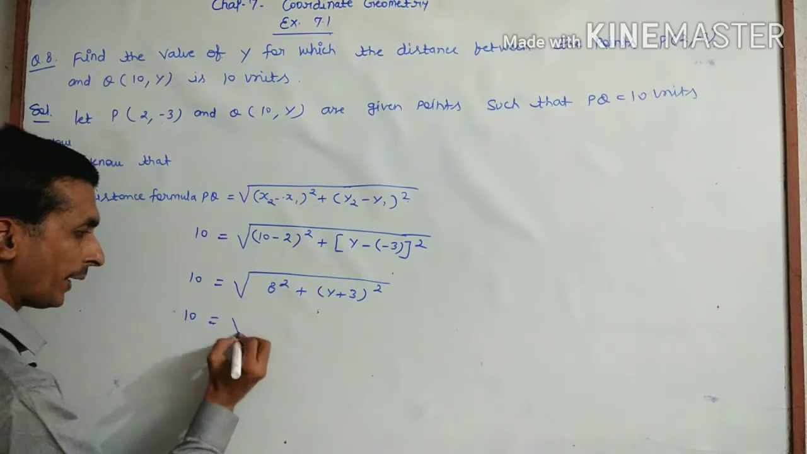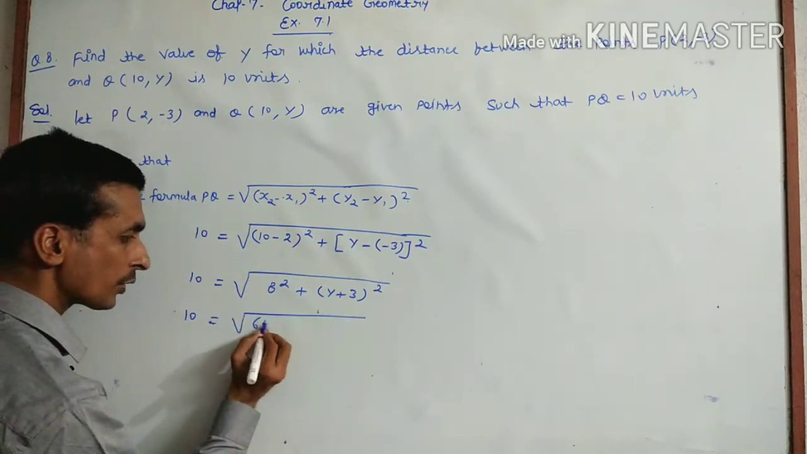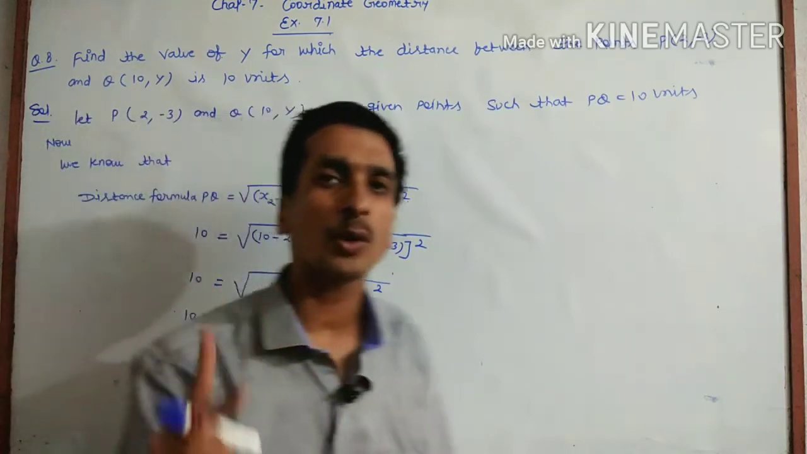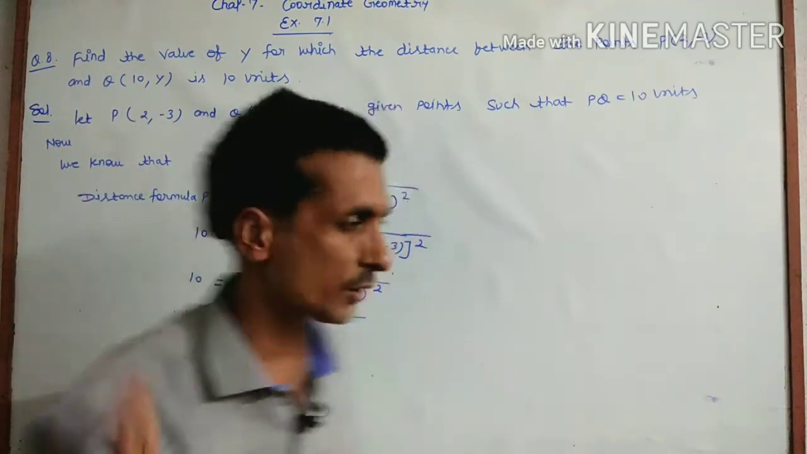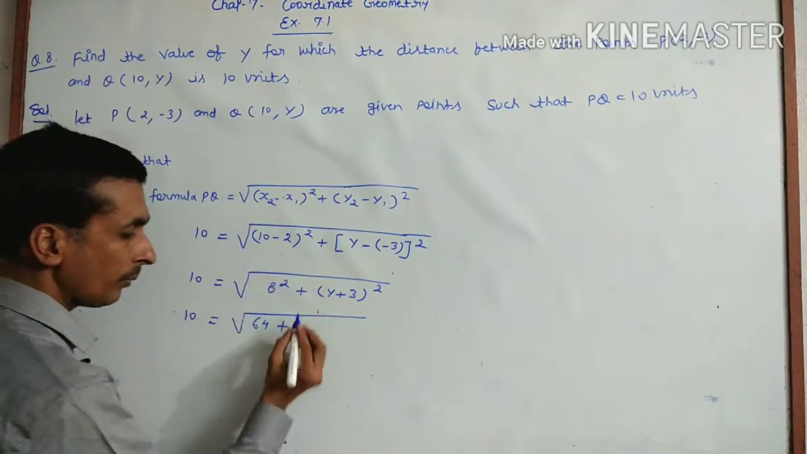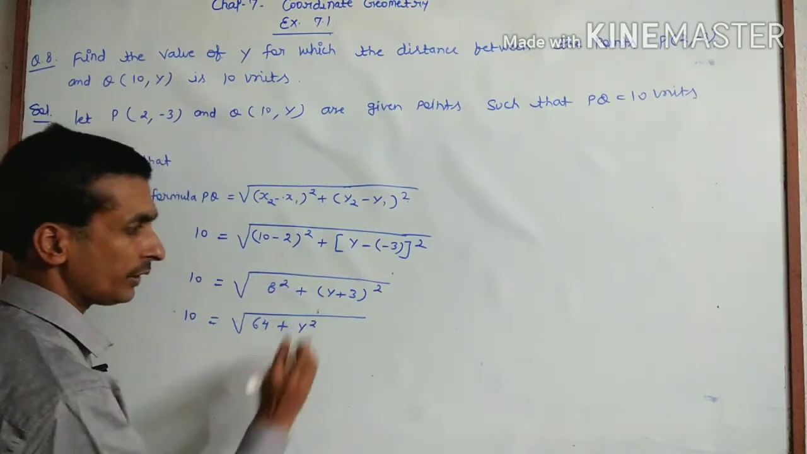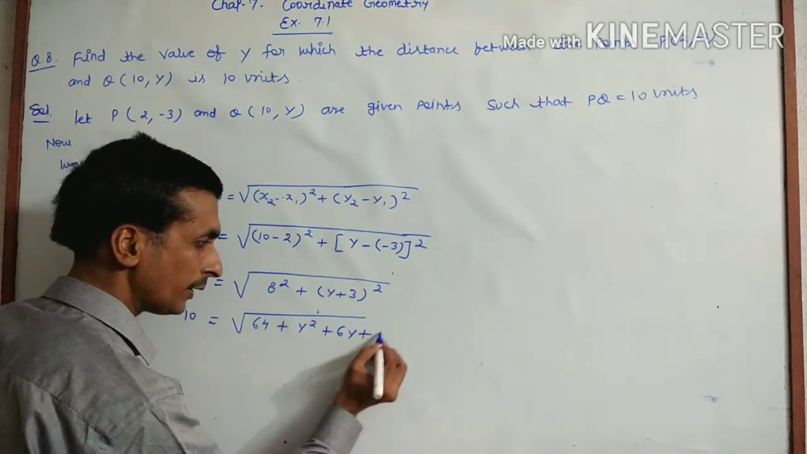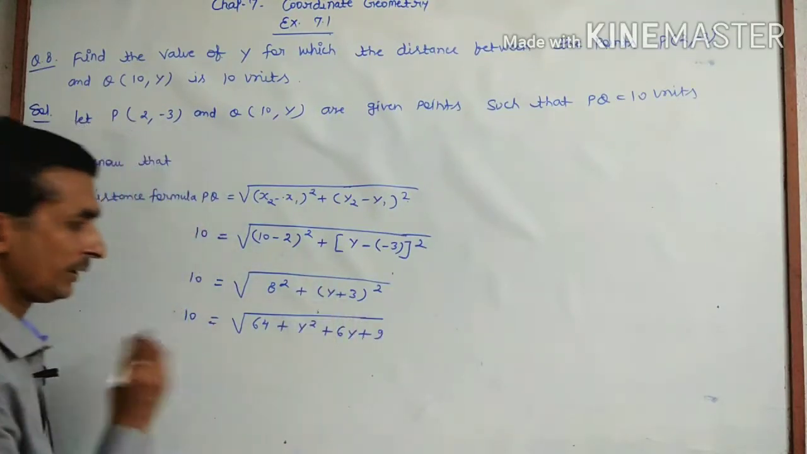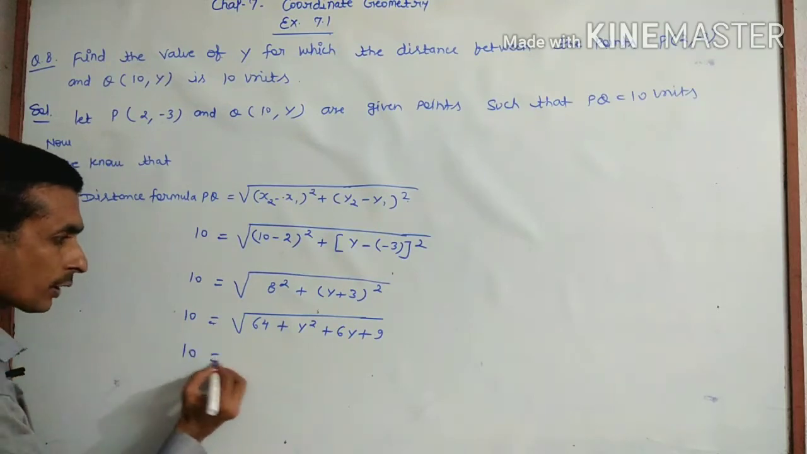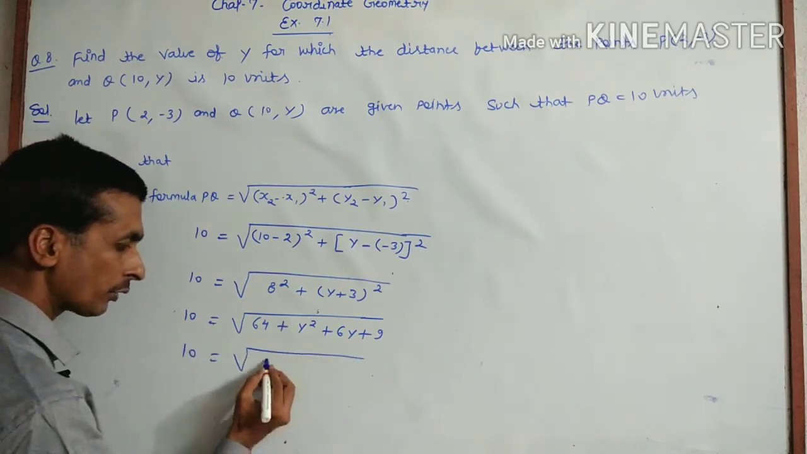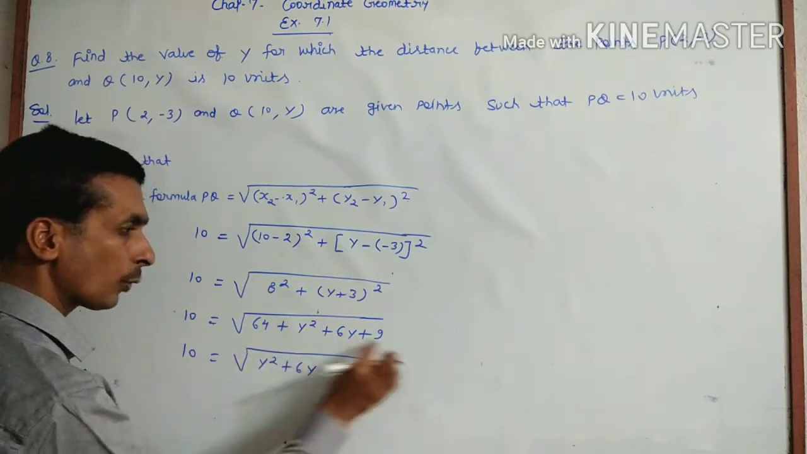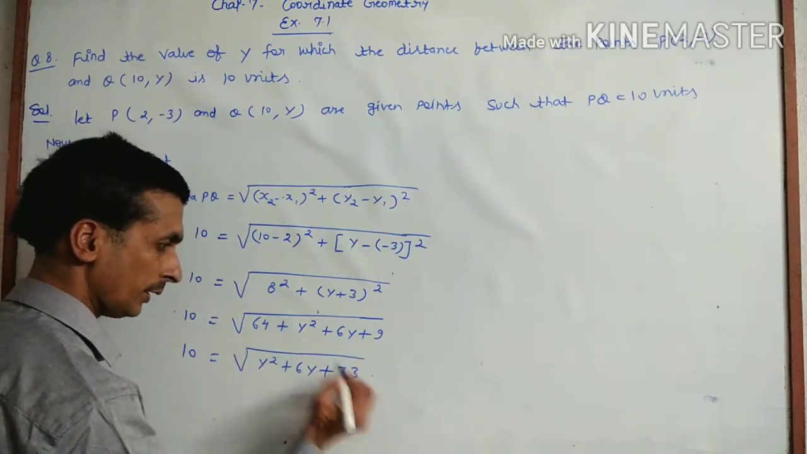After opening the bracket, 8 square means 64 and plus y plus 3 whole square. A plus b whole square, a square plus 2ab plus b square. So a means y square and 2ab, so 2 as it is, 2 3 is 6 plus 6y and 3 3 is 9. So this one is completed. Now you can write 10 is equal to root of 64. So you can write the equation y square as it is plus 6y and 64 plus 9 is 73.